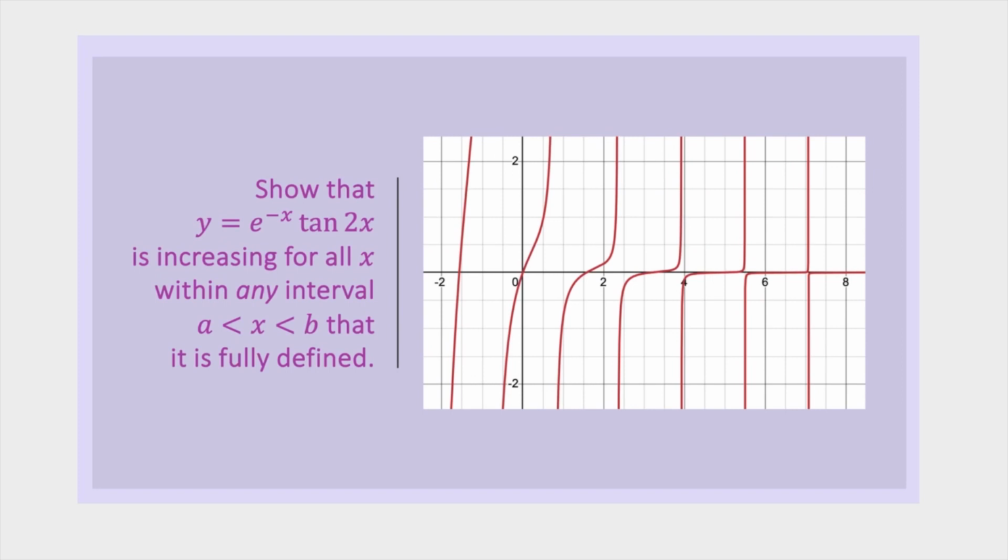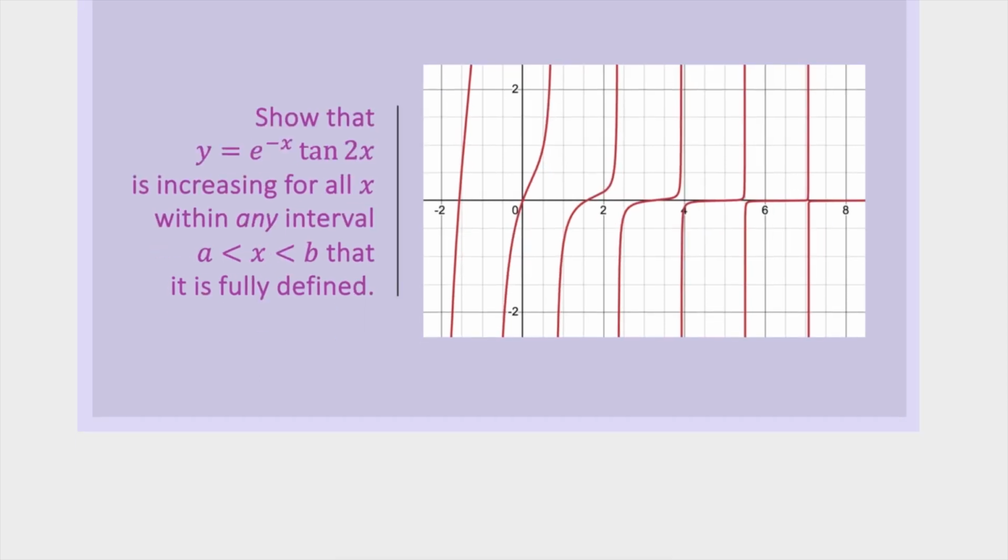Hello everyone, my name is Jay, and today I'm going to be showing you how to solve this problem, namely to show that the equation y equals e to the minus x tan 2x is increasing for all x within any interval a is less than x is less than b that is fully defined.